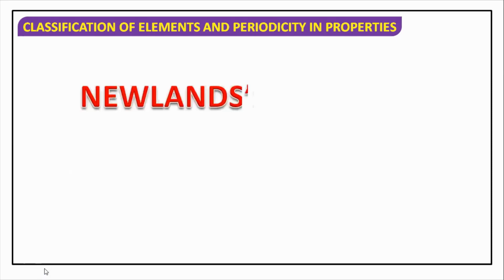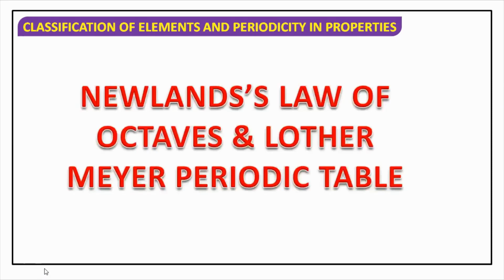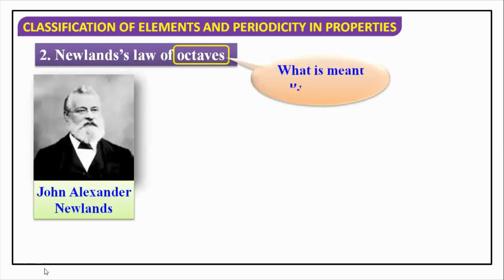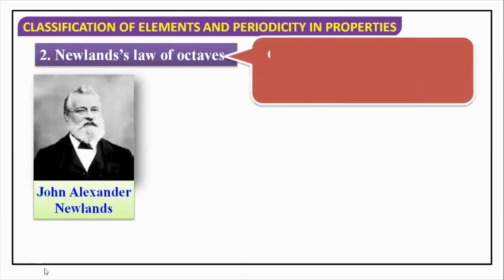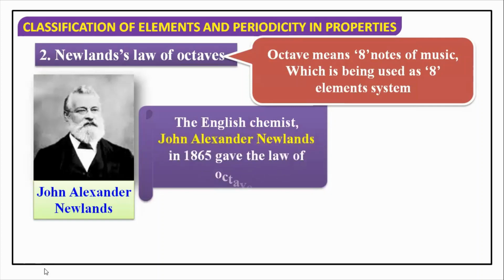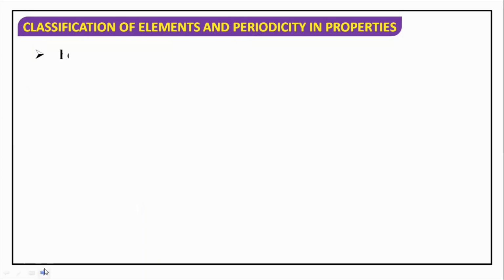Okay, then we have Newland's law of octave and Lothar-Mayer's periodic table. So let us start with this. Newland gave the law of octave. What was octave? जैसे डॉबनियर ने ट्रेट बनाया, like group of three, वैसे ही ऑक्टेव मींस 8 नोट्स ऑफ म्यूजिक. So he started with an 8 element system. So he gave this law in 1865.